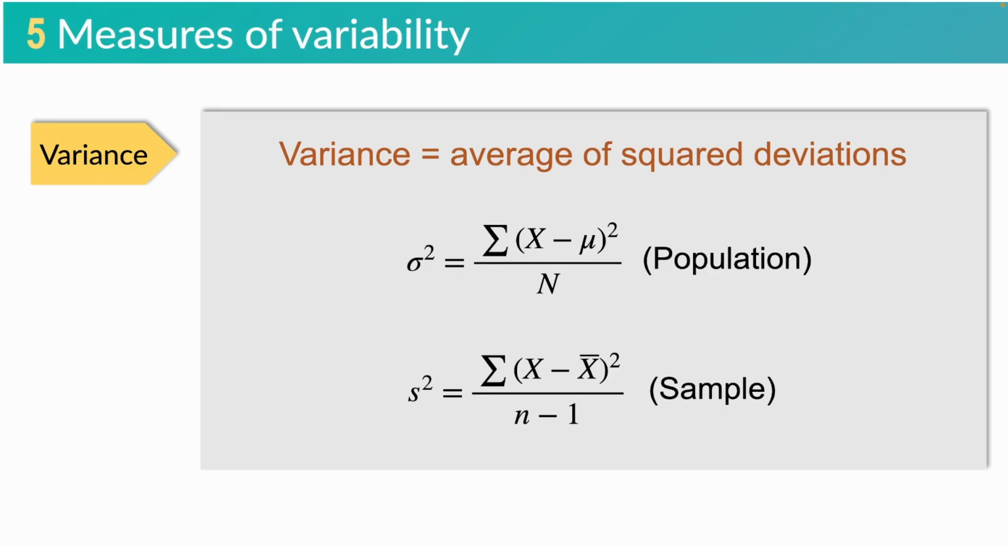We use squared deviations rather than deviations because if we use deviations, the sum of deviations is 0, and this has no mathematical meaning. The variance of a sample is calculated as the sum of squared deviations from the mean divided by the sample size minus 1 rather than the sample size, to have a more accurate estimation for the population.